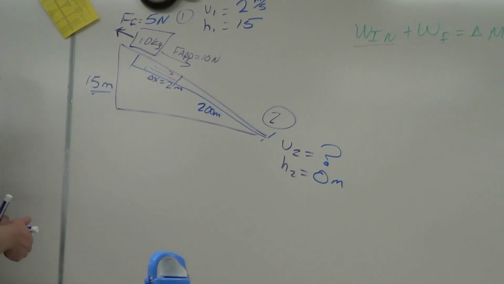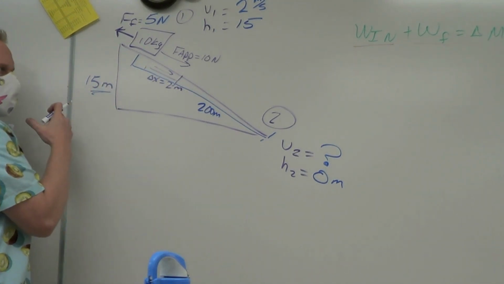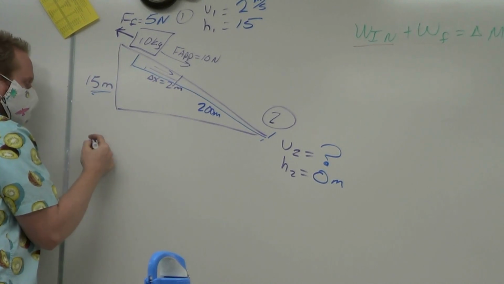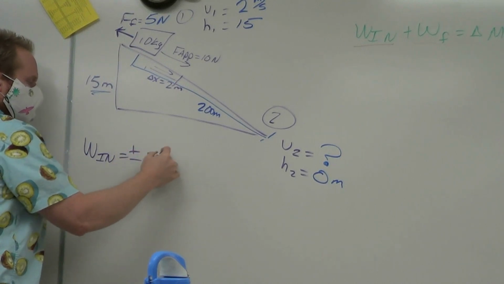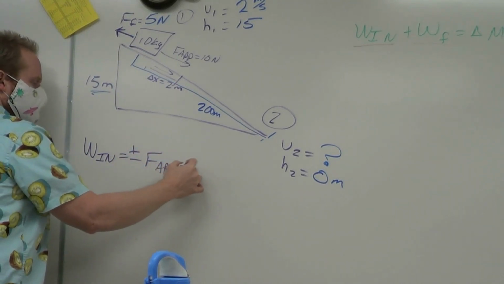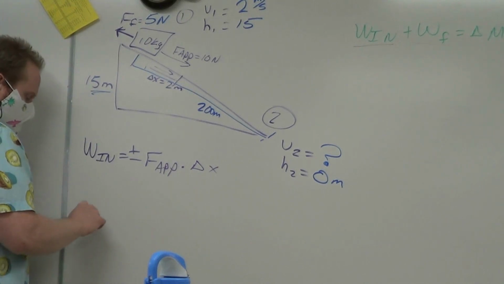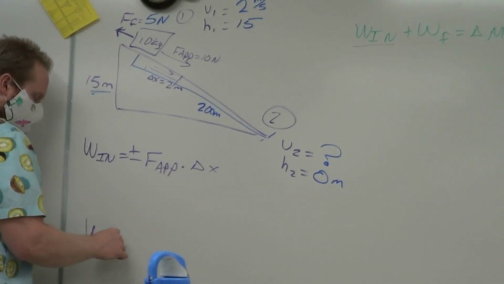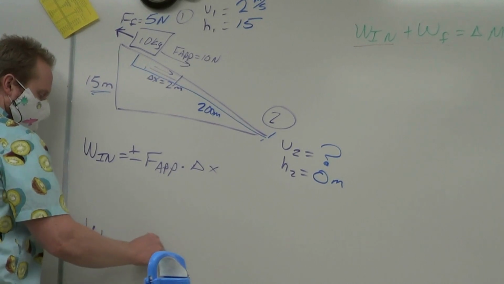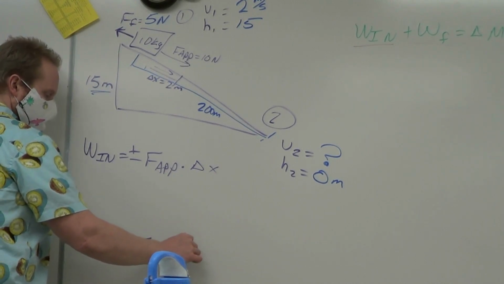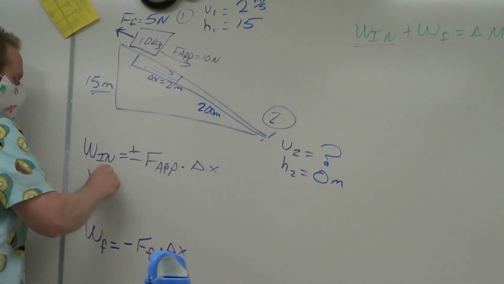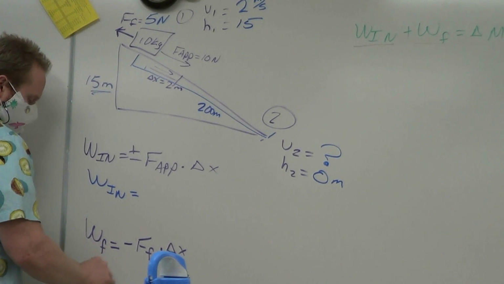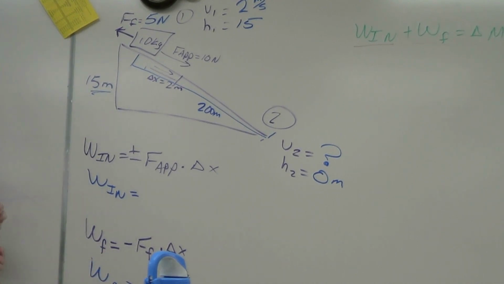I like to calculate those numbers before I start plugging them in. I don't know why I do it with those, but not the energies. It's just what I do, I guess. So work in is equal to plus or minus the applied force times our displacement. And the work done by friction is minus our force of friction times the displacement. Okay? Those are two things that we can calculate.